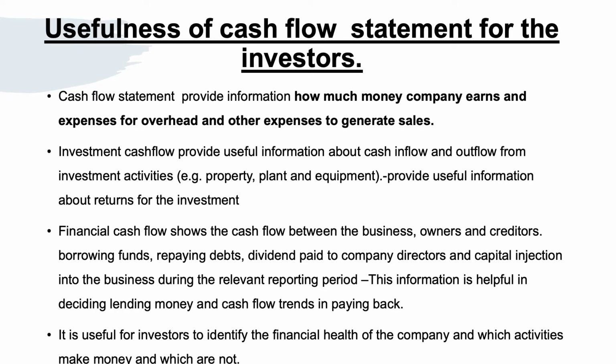and how the investment activities are happening and how they have gained money and how they have spent money. So for these activities, the financial cash flow shows the cash flow between the business owners and the creditors. It also provides information about the borrowing funds, repayments of debt, dividends paid to the company directors, and the capital injection into the business during the relevant reporting period.